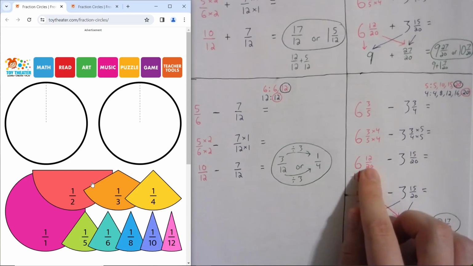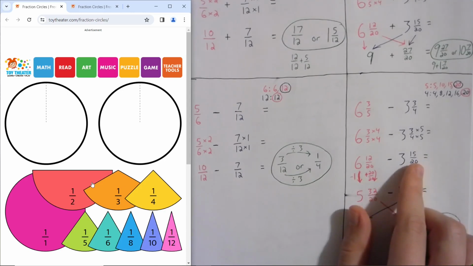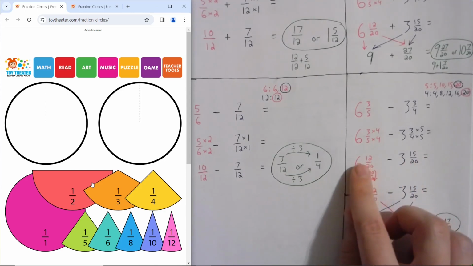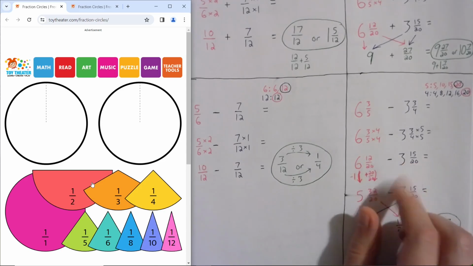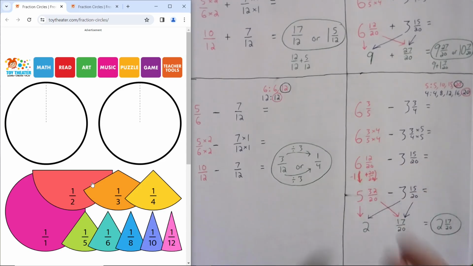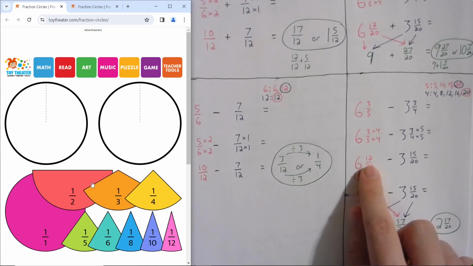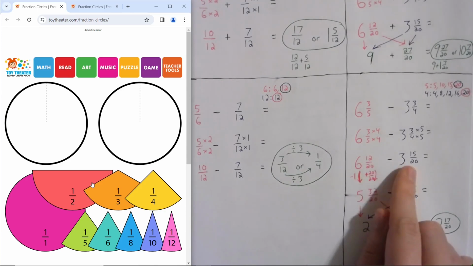Now if the fraction on the left was larger than the fraction on the right, then we could do whole number minus whole number and fraction minus fraction. But that's not the case. Because this fraction is smaller, I need to make it larger so that I can do whole number minus whole number and fraction minus fraction.